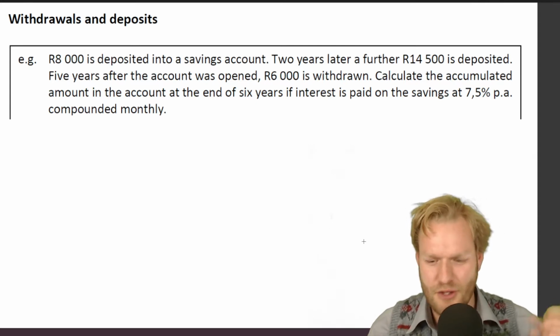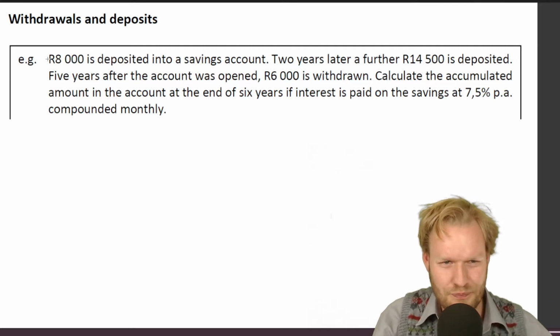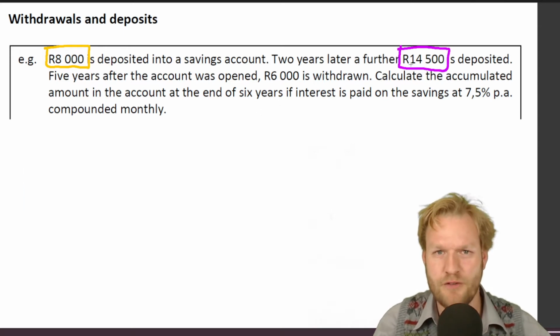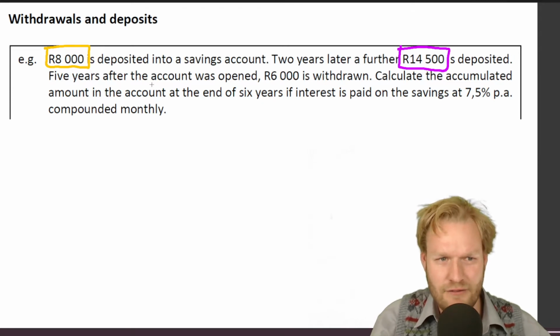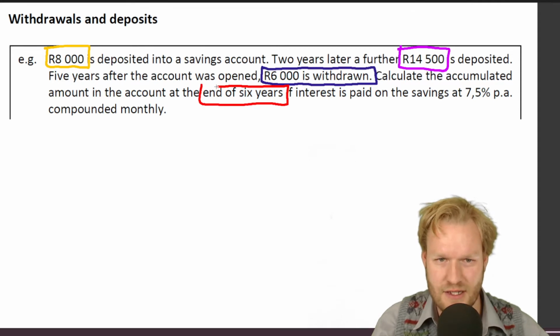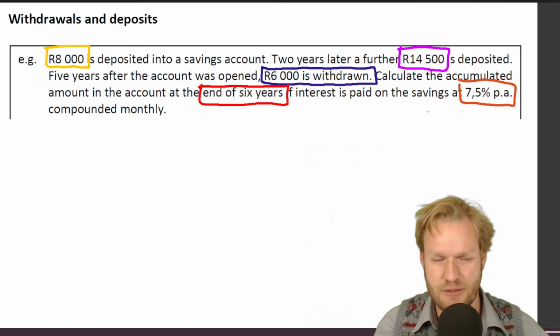So let's make sense of what's going on here. We're putting 8,000 Rand into our account, but then 2 years later, we're going to put in a further 14,500 Rand. And 5 years after the account is opened, we're going to take out 6,000 Rand. Now, we need to see what's going to happen at the end of 6 years. And our interest rate is going to stay the same at 7.5% per annum.